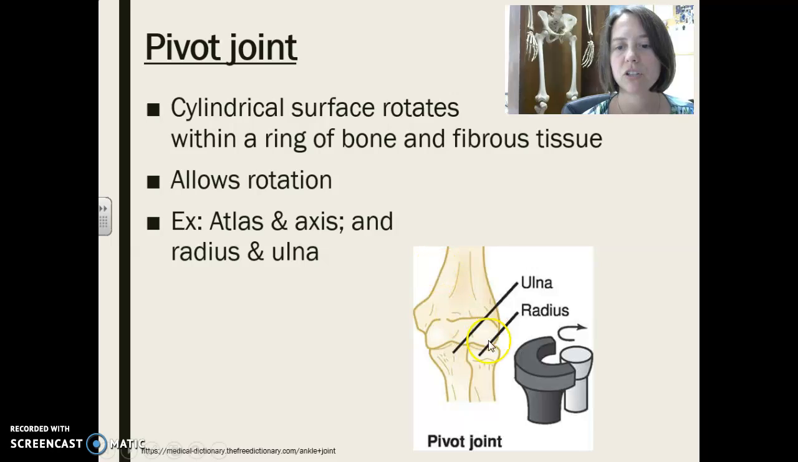So looking at the picture, we see there is a cylindrical surface which rotates within a ring of bone and then also fibrous tissue. And you'll have a chance to look more closely at the skeleton in class.